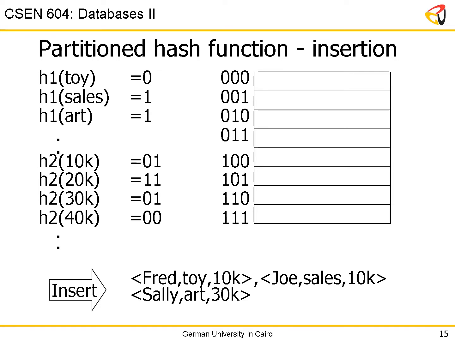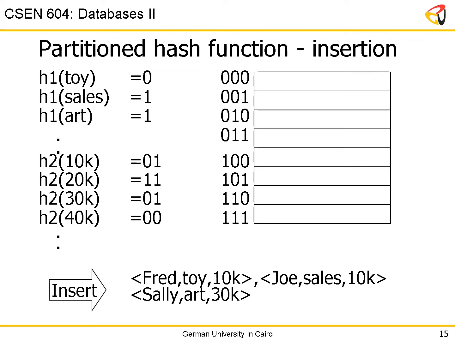Now that's a decimal. I convert to binary, but obviously it's going to be the same here. Now I do the same thing with salary. I hash 10k as a string, I will get 0, 1. I hash 20k as a number, I will get 1, 1, which is 3. Now when I hash 30k I get 0, 1, and I hash 40k and I get 0, 0.